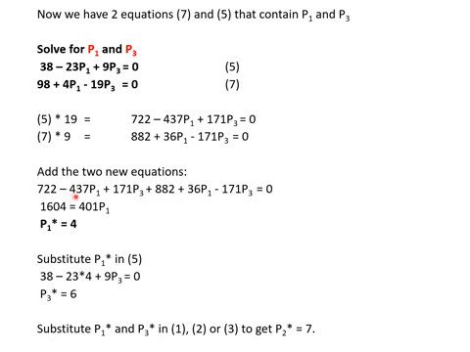So minus 437p1 plus 36p1, but then if we take that over to the right hand side, we end up with 401p1, and 722 plus 882 gives us 1604. And then we simply divide through by 401, and we end up with the solution value P1 equals 4.